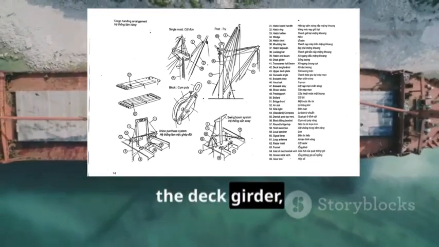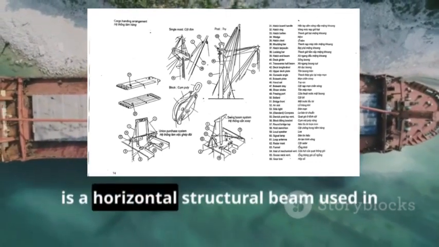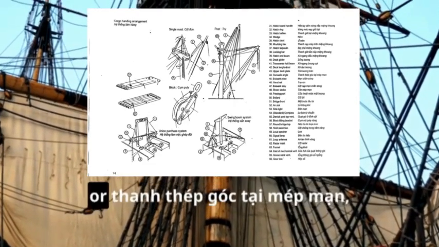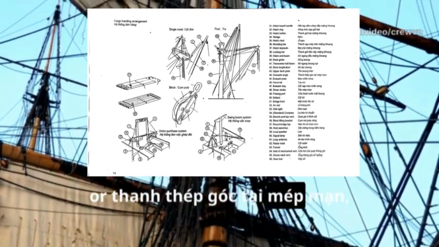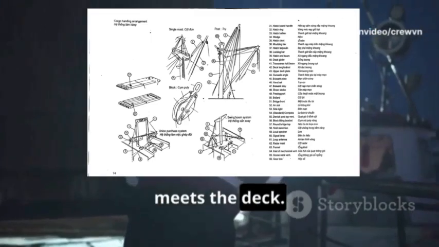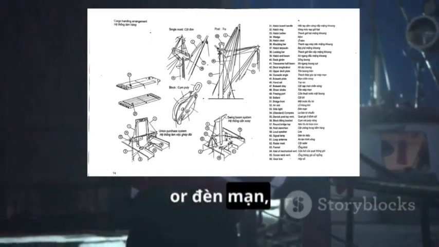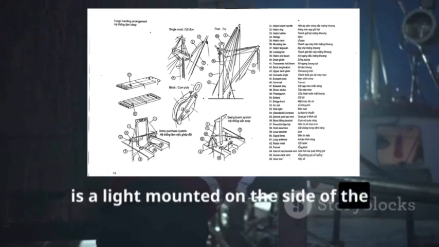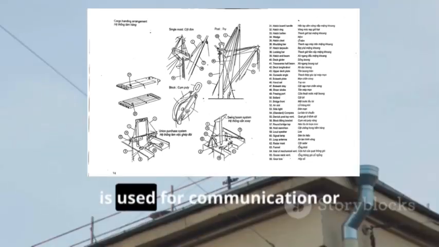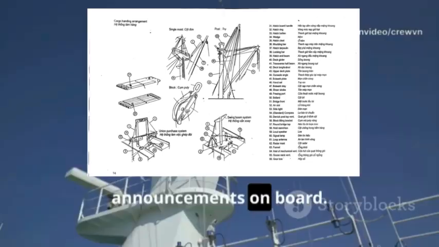Now, the deck girder is a horizontal structural beam used in the deck. The gunnel angle is the angle where the side of the ship meets the deck. The side light is a light mounted on the side of the ship for navigation. The loudspeaker is used for communication or announcements on board.